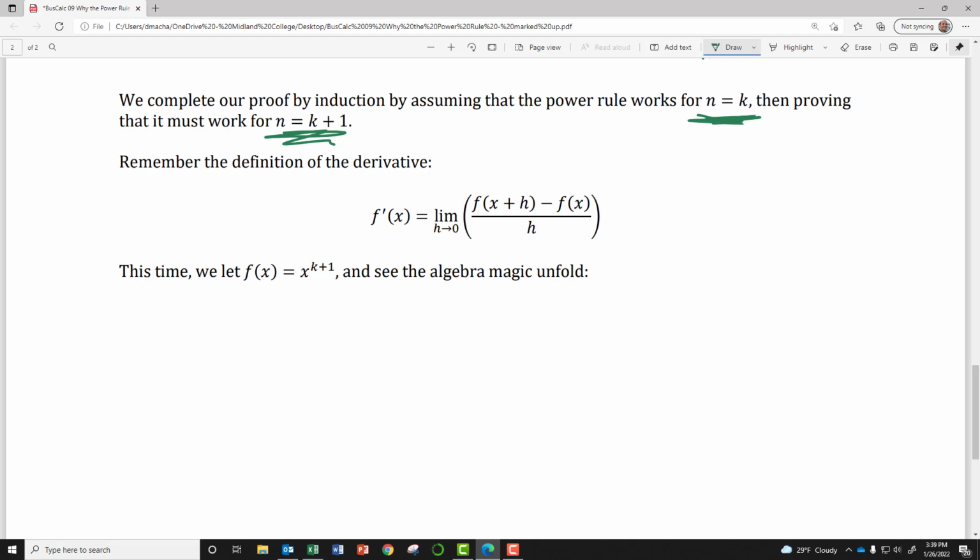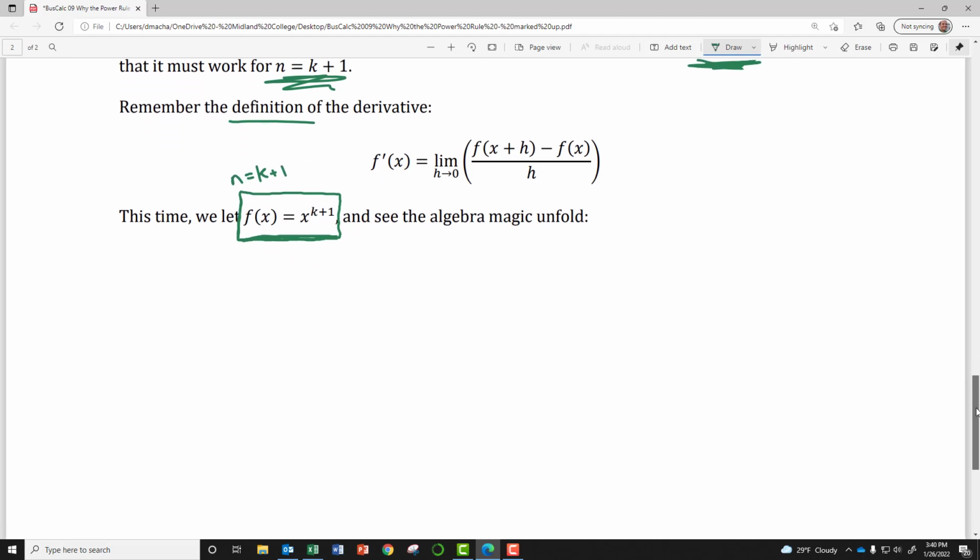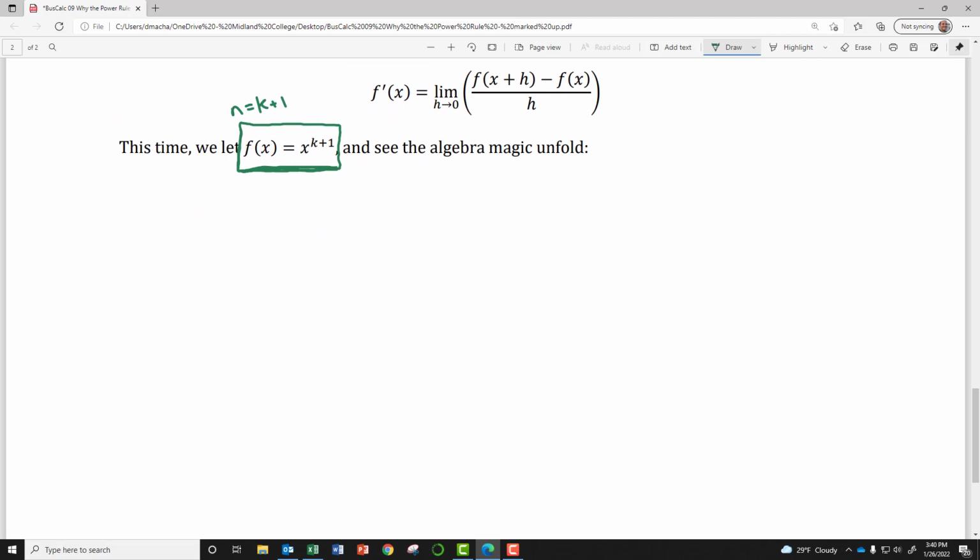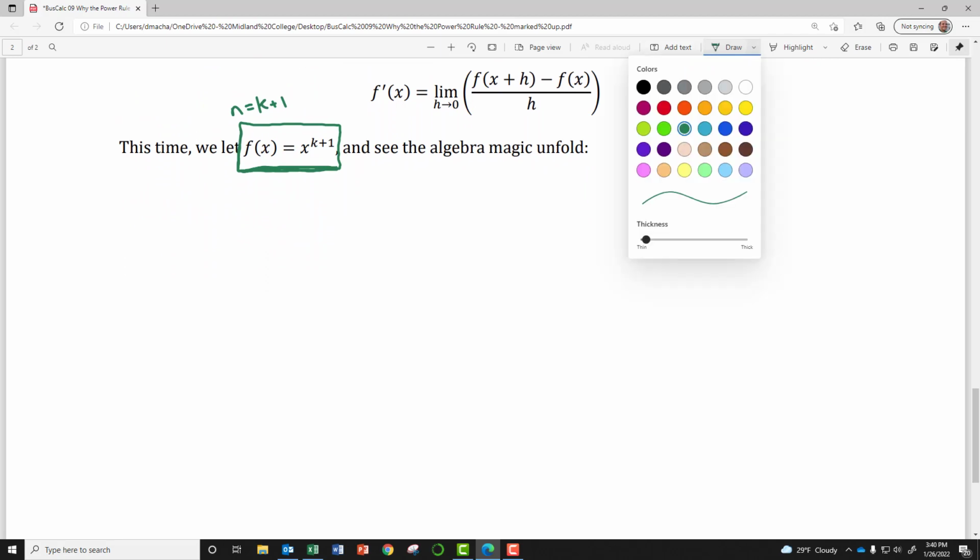And so we're also going to start from the definition of the derivative, starting from the very basics. And this time, we're going to choose a new function. We're going to say f of x is equal to x to the power k plus 1. And we're going to see that the power rule holds for this function, where this is basically saying that our lowercase n is equal to k plus 1. All right, so if we can do this, then we have proved what we started out seeking to prove. So here we go. Let's do some algebra.